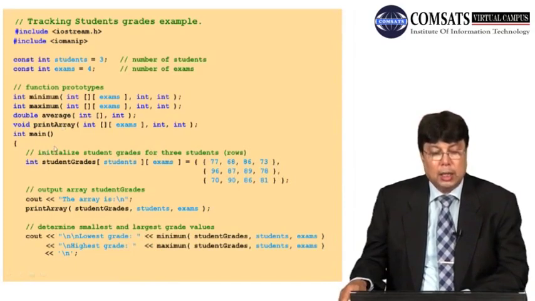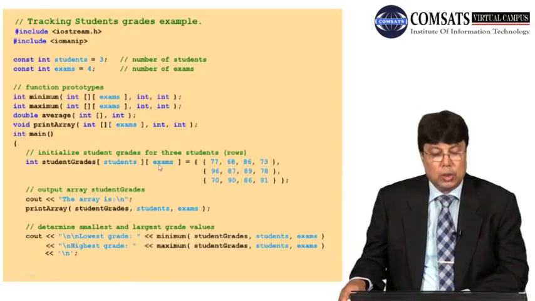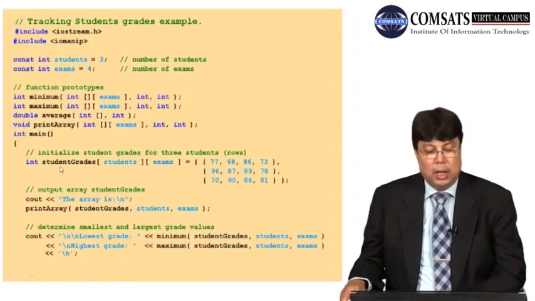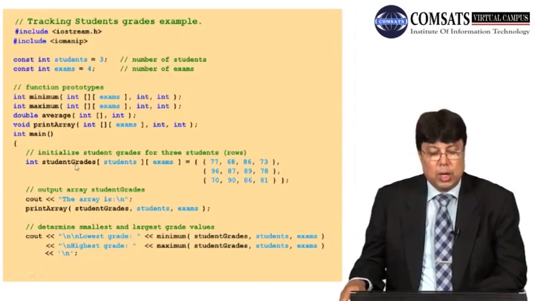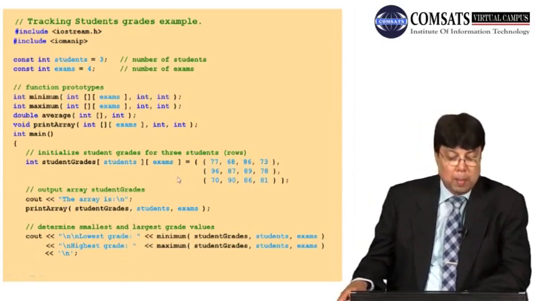We were told to use initialized data, so we have used this initialized data. So it's a 2-dimension array. Initialize the student grades. So studentGrades is the name of the array. The row represents the student and the column represents the exam. So student 0 has got 77, 68, 86 and 73 marks. Student 2 got 96, 87, 89 and 78 marks. Student 3 got 70, 90, 86 and 81. Seems to be good students.